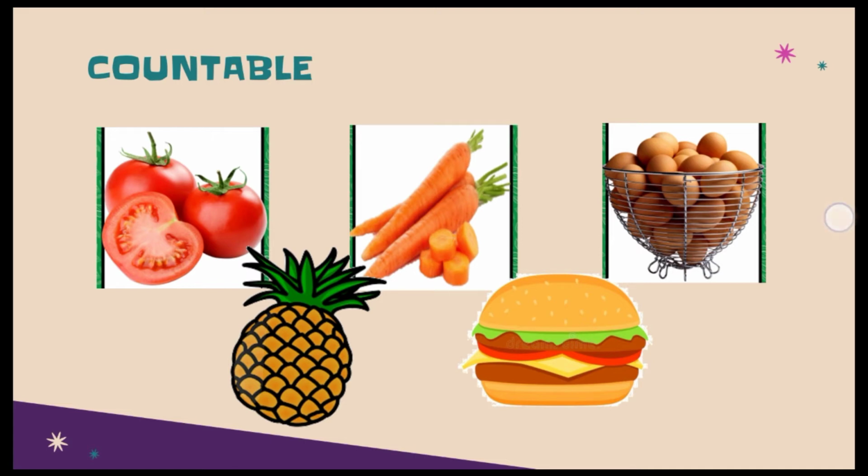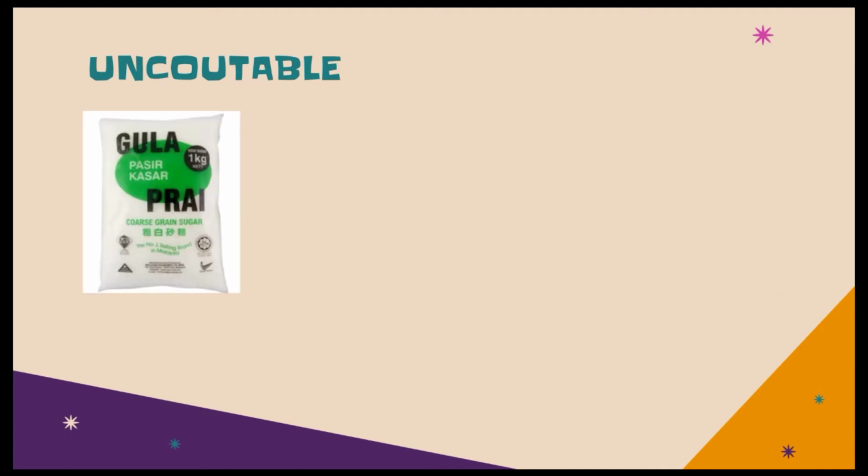Okay, let's move on to uncountable noun. Uncountable noun, we cannot count the nouns one by one. For example, sugar. So sugar, we can't count sugar. So kita tak boleh nak kira sugar. Gula, macam mana kita nak kira gula tu? Okay, satu biji. So we can't count the sugar.